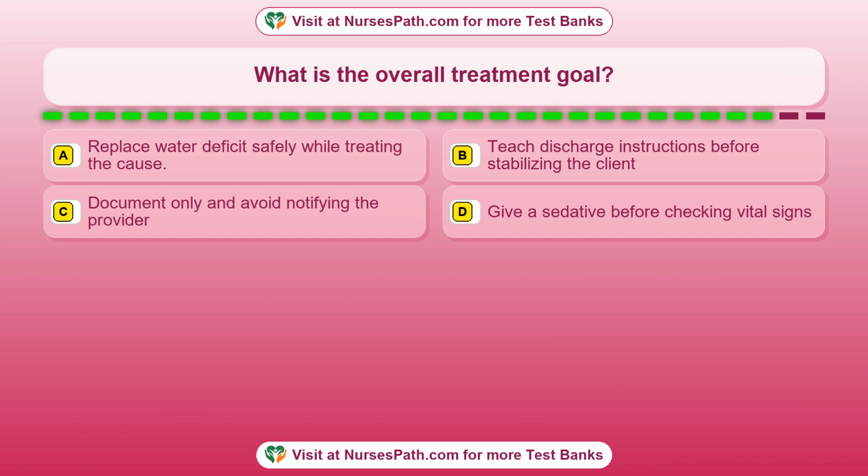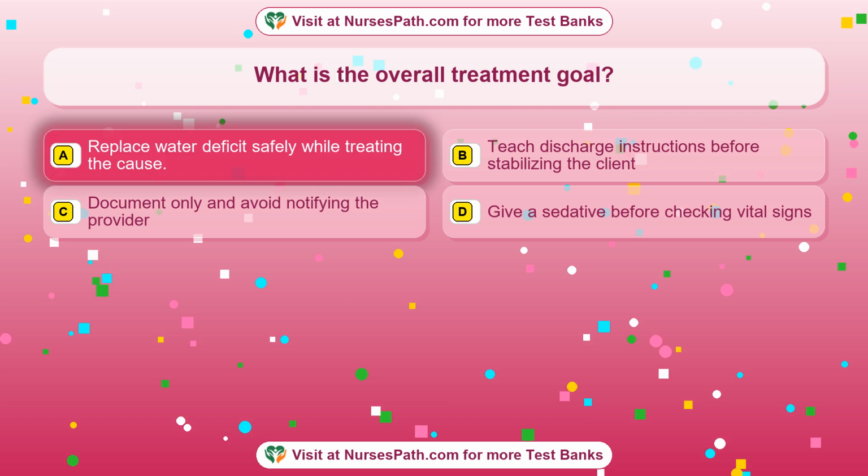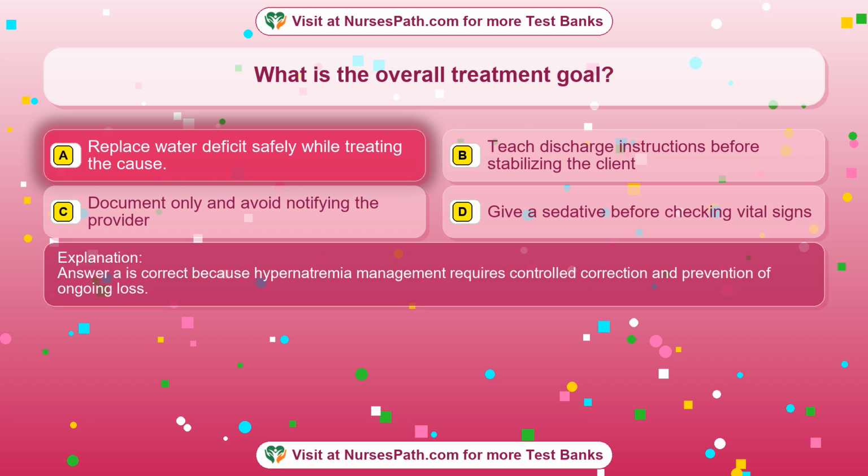Question 25. What is the overall treatment goal? Option A. Replace water deficit safely while treating the cause. Option B. Teach discharge instructions before stabilizing the client. Option C. Document only and avoid notifying the provider. Option D. Give a sedative before checking vital signs. The correct answer is option A. Replace water deficit safely while treating the cause. Answer A is correct because hypernatremia management requires controlled correction and prevention of ongoing loss.